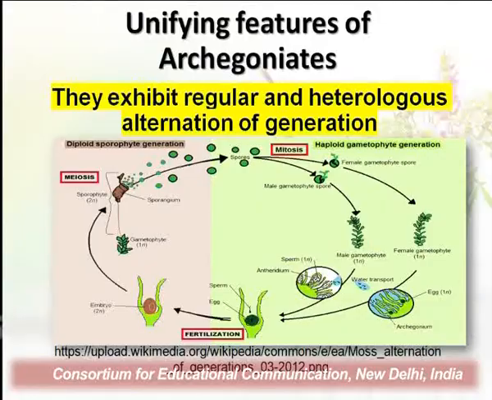So the embryo is the first stage of sporophytic generation. In this manner, the gametophytic generation and sporophytic generation alternate with each other. This type of life cycle is common in all different types of plant species which fall under archegoniates.